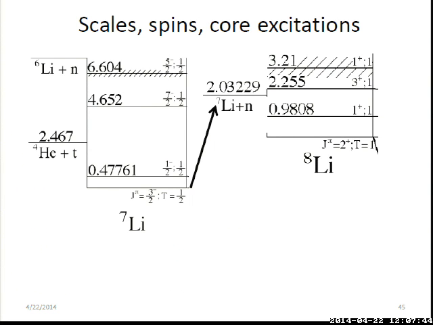Now let's add the spins and the core excitation back to the problem. As I mentioned, the lithium-7 is parity negative, and it has spin 3/2. Keep that in mind. It has a low energy excitation, which is spin 1/2, still a negative parity state. On the other hand, the lithium-8 has the bound state, or the ground state, with total spin 2. And it has the first excited state, bound again by around 1 MeV below the neutron-lithium threshold. It has total spin 1. So keep the spins in your mind. This is the low energy excitation, and you have all these spins.